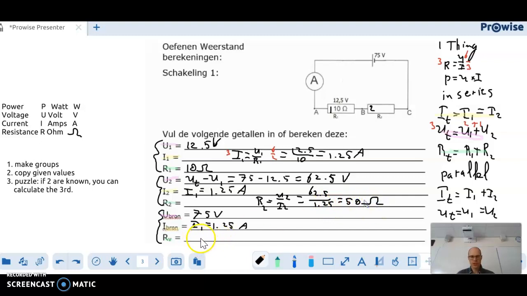And then last but not least, the total resistance. That is the green group. You simply add, so the total is the first plus the second, and that is 10 plus 50 is 60 ohms.